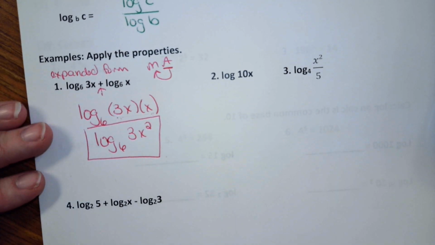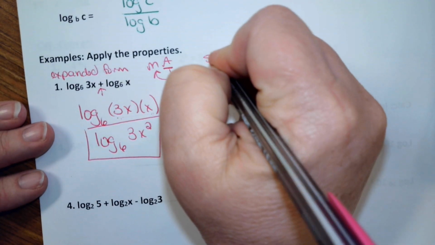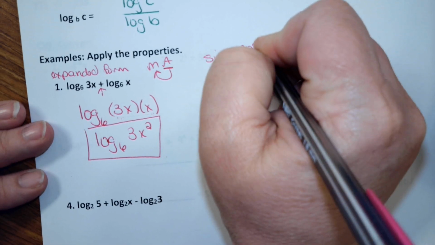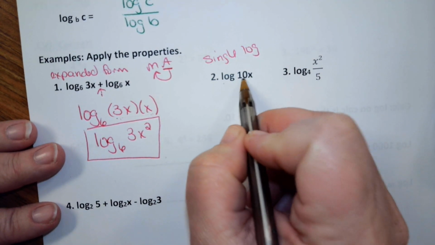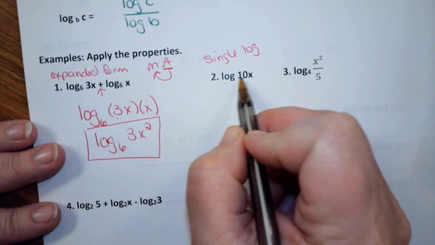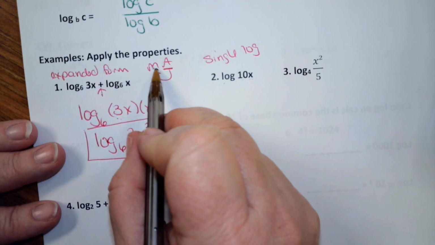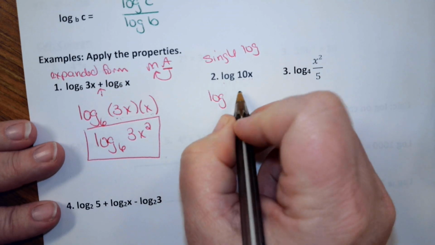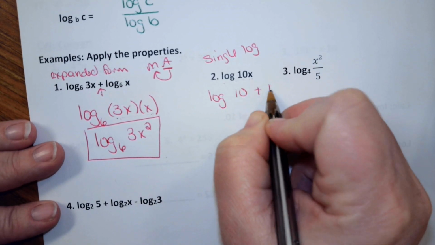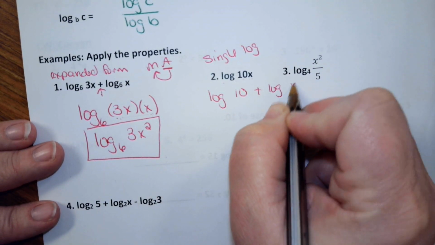All right, for number 2. This is a single log, so we want to take that from single and expand it. I see I've got log of 10 times x. I'm multiplying, so I'm going to expand it through addition. So I've got log of 10 plus the log of x.